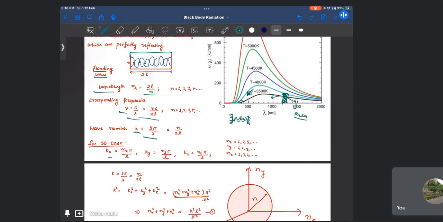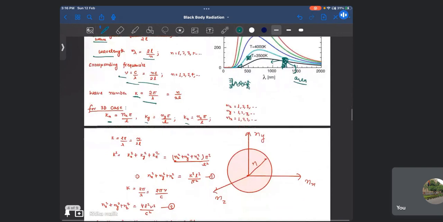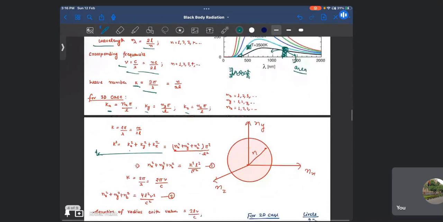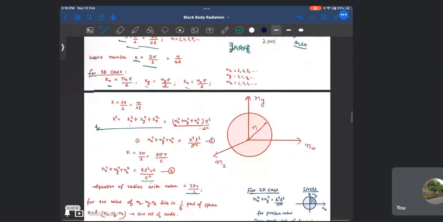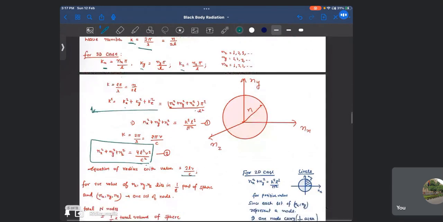For three dimensions, we have three axes kx, ky, kz, and they form a kind of sphere in 3D with a radius k, which is related to kx, ky, kz by this relation. By putting in the values of nx, ny, and nz, we can find the value of this radius. So the radius is given by 2Lν/c. So this is the sphere in n-dimensional space.